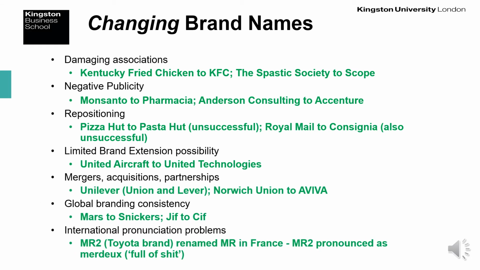And there can be lots of other reasons why brand names have to change. Sometimes companies merge or acquire a brand, and so they want to bring the brand into the main company stable. So Norwich Union became Aviva. Unilever was created out of the merger a long time ago of two organisations with different names. I've already mentioned earlier in this video that Jif changed its name to Cif, and for global consistency, we have had other brands that have changed their names.